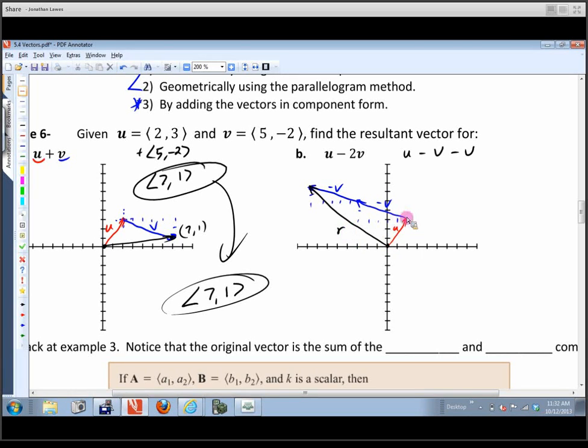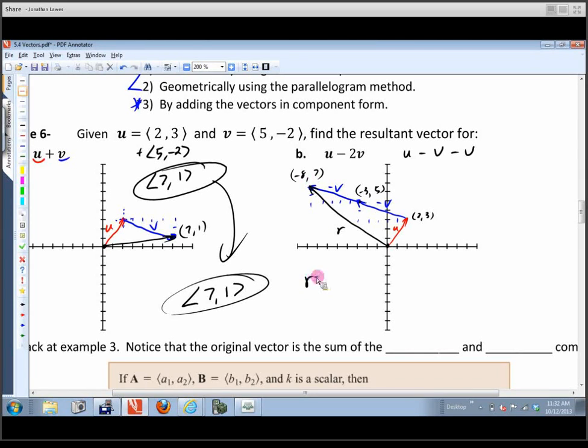But let's just go ahead and count. If I was at this point right here, which is (2, 3), and I back up 5 and go up 3, that would put this point right here at (-3, 5). And if I back up 5 more, that's going to put me at -8, and then up 2 more, 7. So that's where we think that point is.